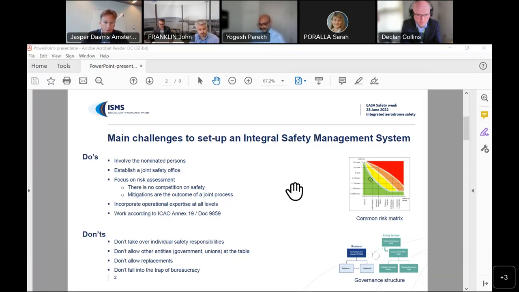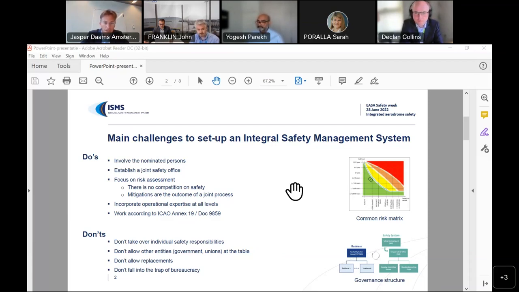Then the third one is that you should focus on risk assessment. That was quite a positive development and an eye-opener, that those organizations all truly want to be safe and to reduce their risks. On other issues, there can be competition or even disagreements. But if we talk about safety, we can always come to the next step.